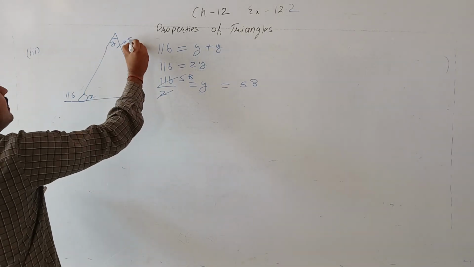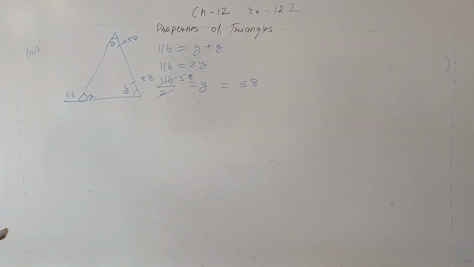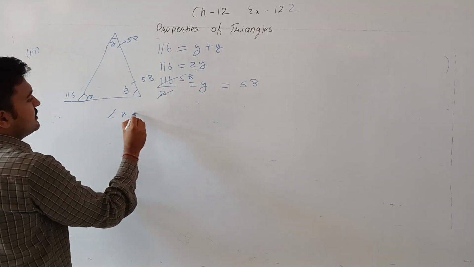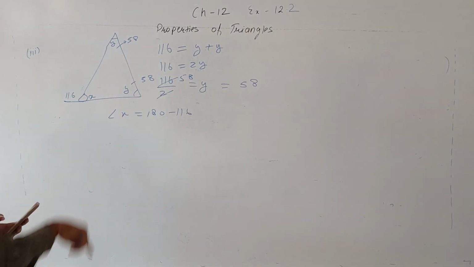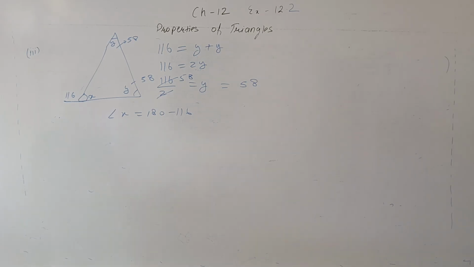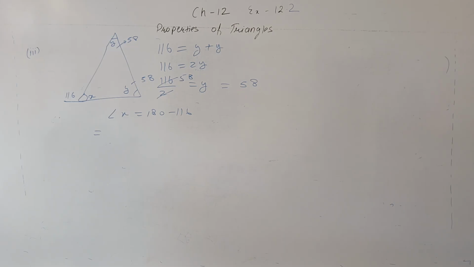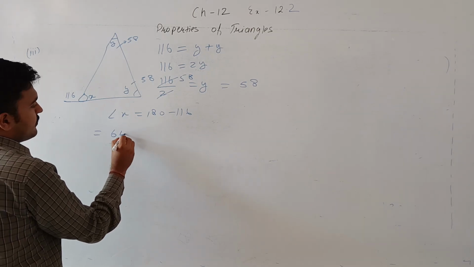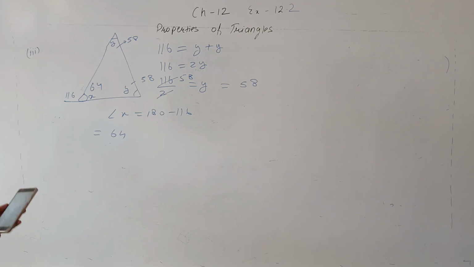So both these angles are 58, and angle x is equal to 180 minus 116, because the whole angle is 180. So x comes out to be 64. So this angle is 64, this is 58, and this is also 58.